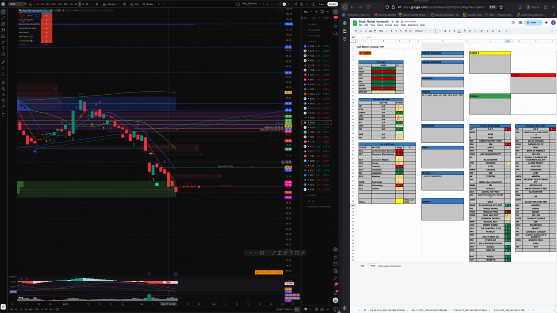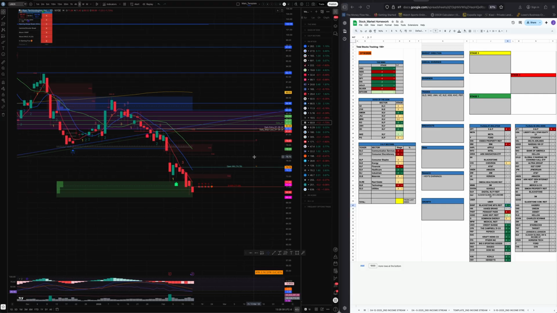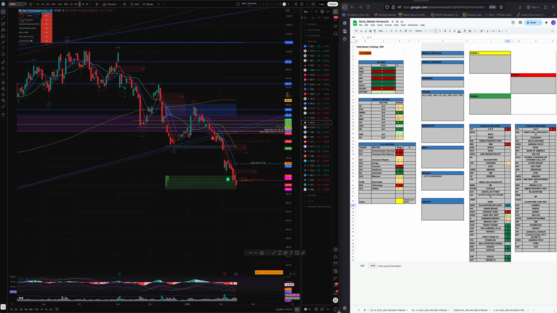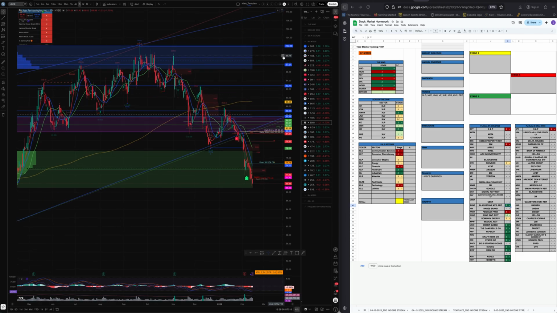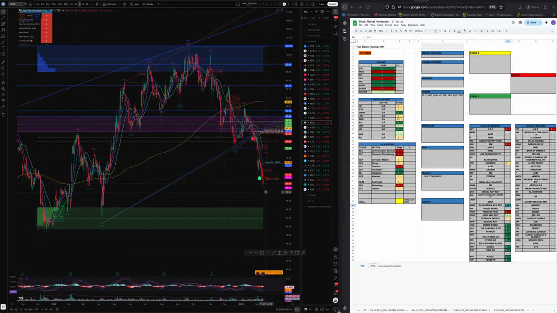This is Uber, still continuing stage four. Uber going down. It's higher low, lower high, higher low, lower high. So it continues going down. I can actually look for this for a put. I took my first put and it went well.